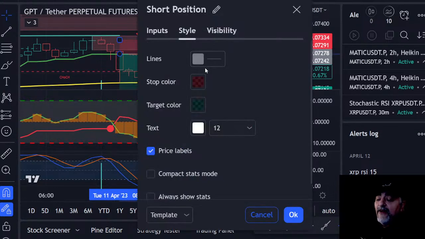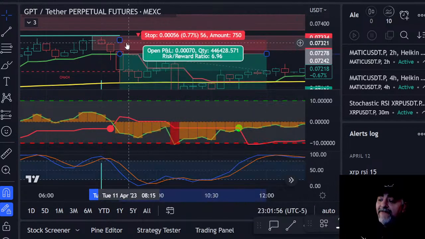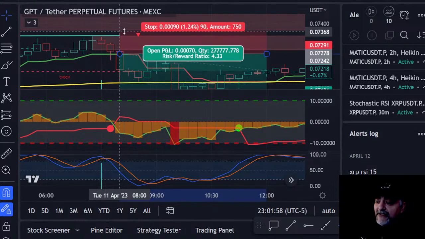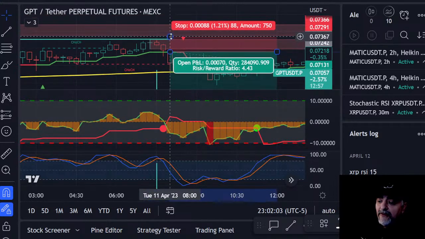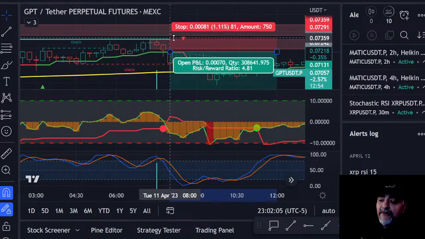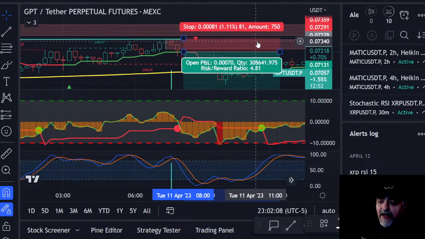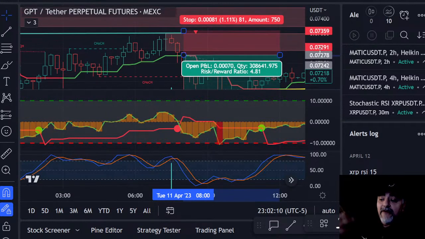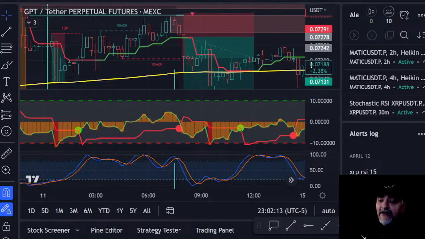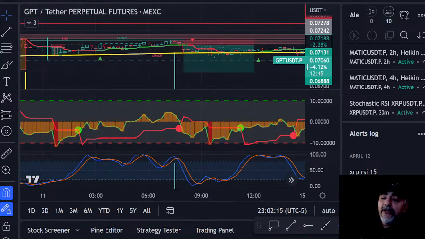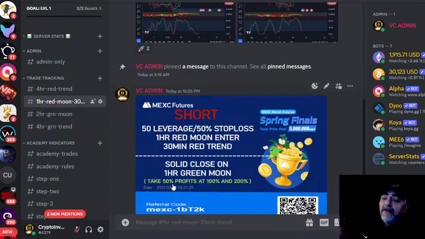The second thing is we are running a 50X. Our 50X means that our 1% move up, which could go to somewhere around in here, is what we can be wrong on before we have a stop loss. That would be our stop loss until we start moving. As you can see here, once we're in the trade, we're looking to close on what? The solid close is on the 1-hour green moon. Take 50% profits at 100% and 200%. Okay, very clear.